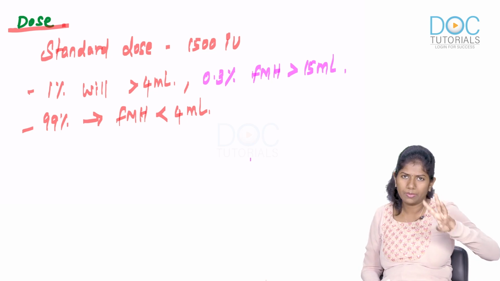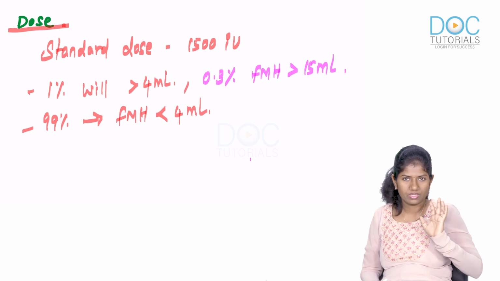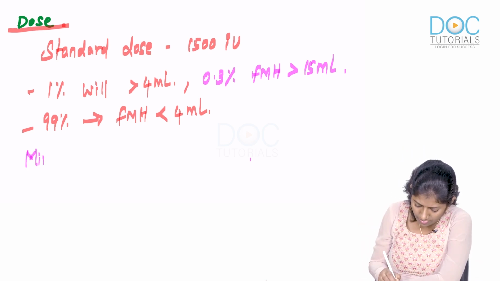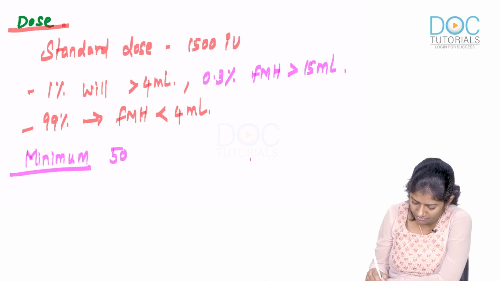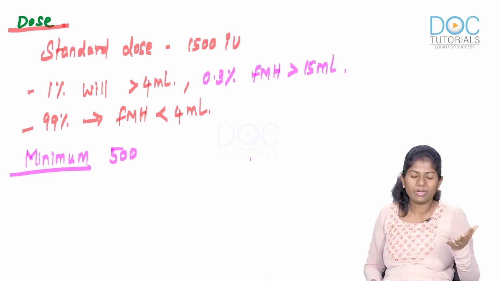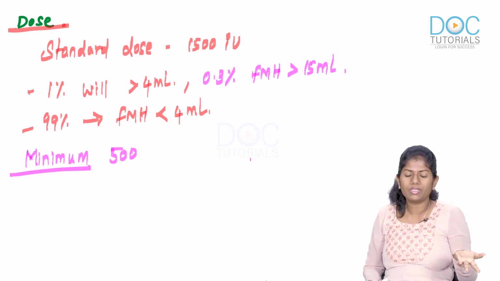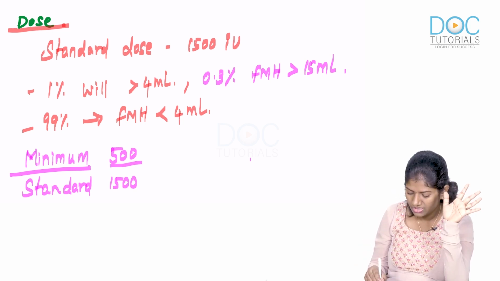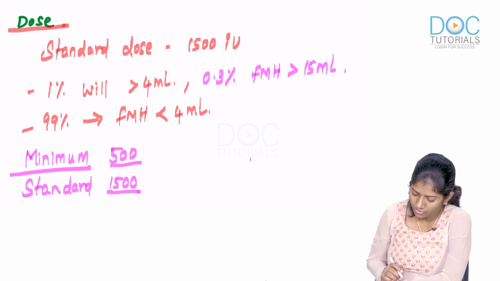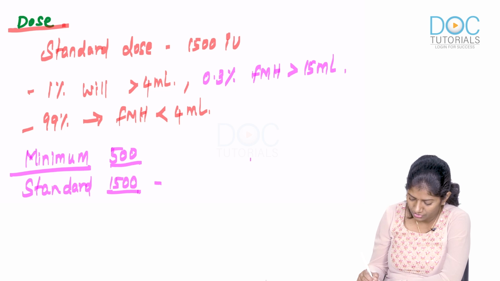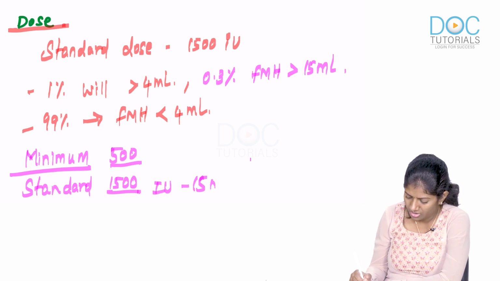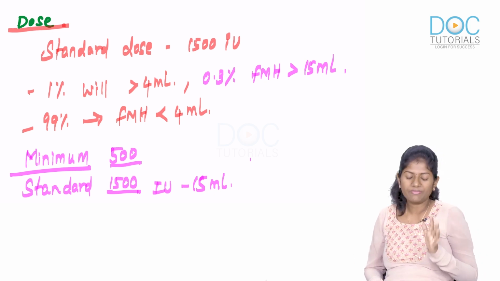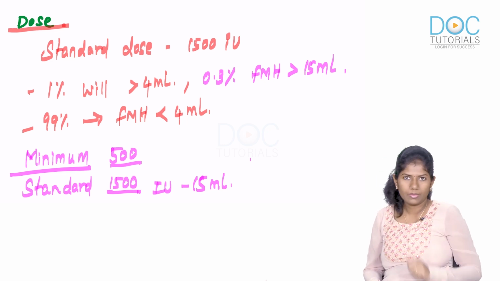See, we have a minimum dose, we also have a standard dose. Minimum dose is 500 for term pregnancies. For preterm pregnancies, and even for abortions, we use less than 500, but for term pregnancies the minimum is 500. But the standard dose is 1500. Minimum dose is 500, standard dose is 1500, and as I already told you, 1500 international units will neutralize 15 ml of fetal RBC.